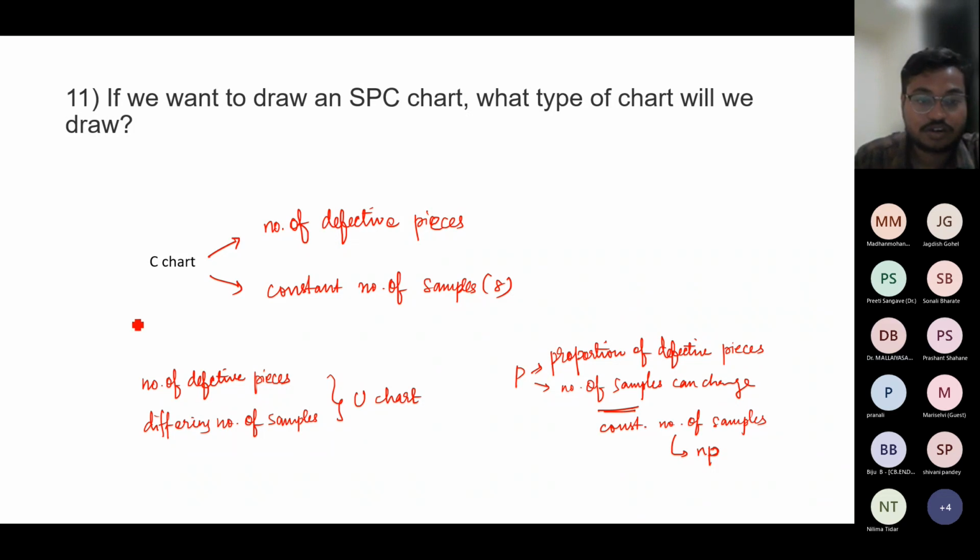For a U chart, we also calculate the number of defective pieces, but the number of samples can differ each week. For a P chart, we calculate the proportion of defective pieces and the number of samples can change every week. If the number of samples is kept constant every week and we calculate the proportion of defective pieces, then we have what is called an NP chart. Is this clear?